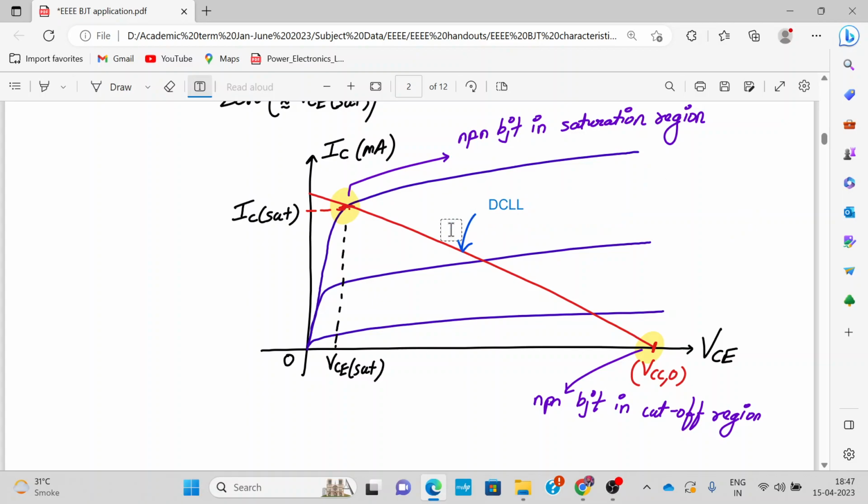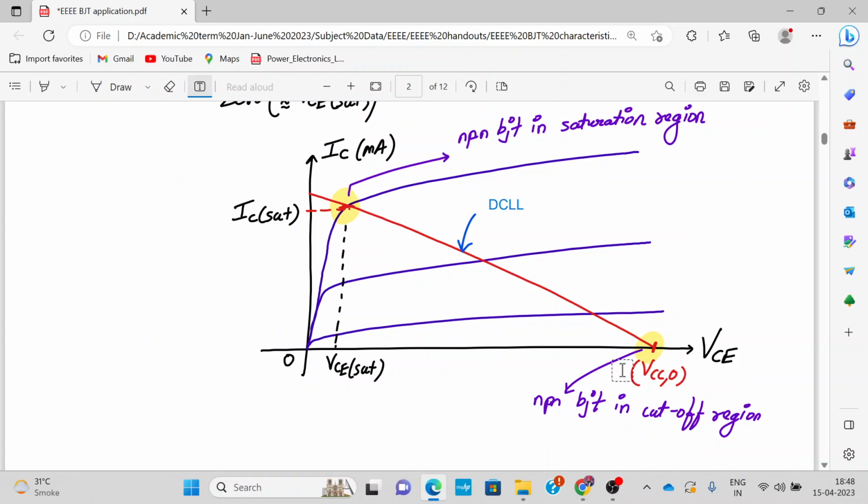The intersection of this DC load line with the output characteristics will give you your Q point. So this intersection over here with the family of curves, the output characteristics and this DC load line, will give you a saturation point. Over here we have IC sat and VCE sat. As you can see, VCE sat is quite a small value. Okay, and here on the right hand side we have VCC comma 0.